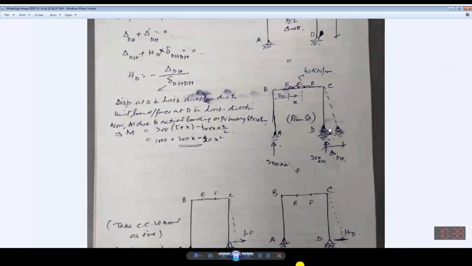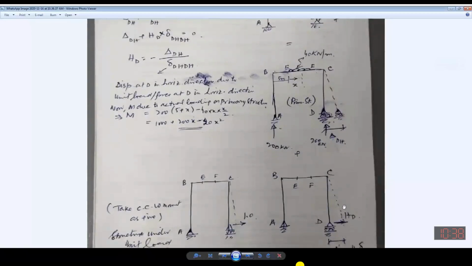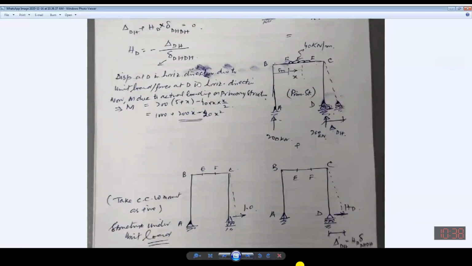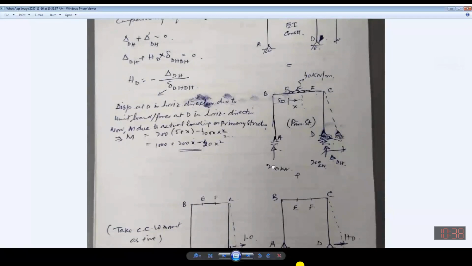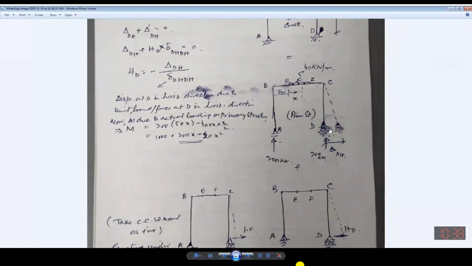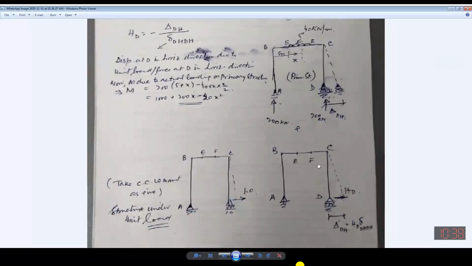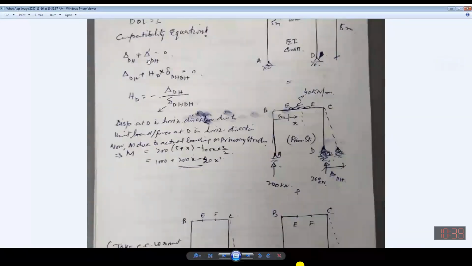Now, considering this compatibility condition, I can develop the equation. Delta dH plus delta dash dH must be zero. Why are both positive? Because both have been given the displacement in the rightward direction, in the same direction. So I have taken both to be positive.